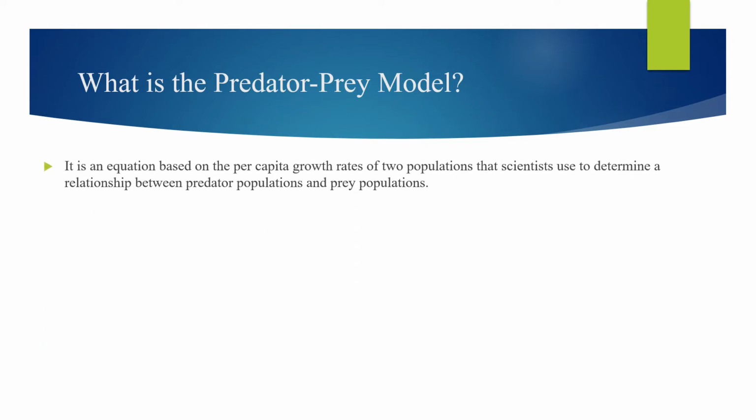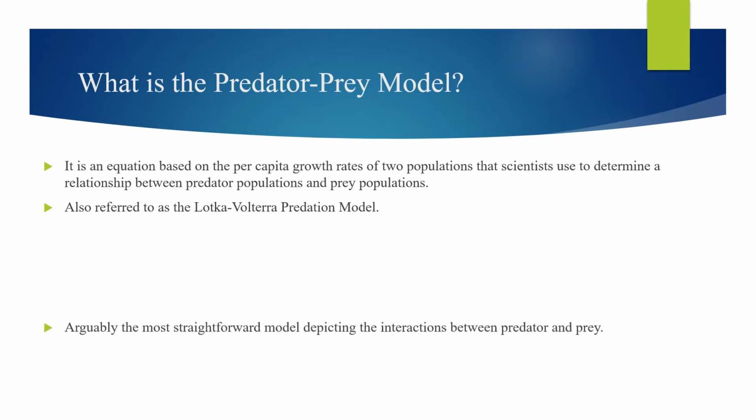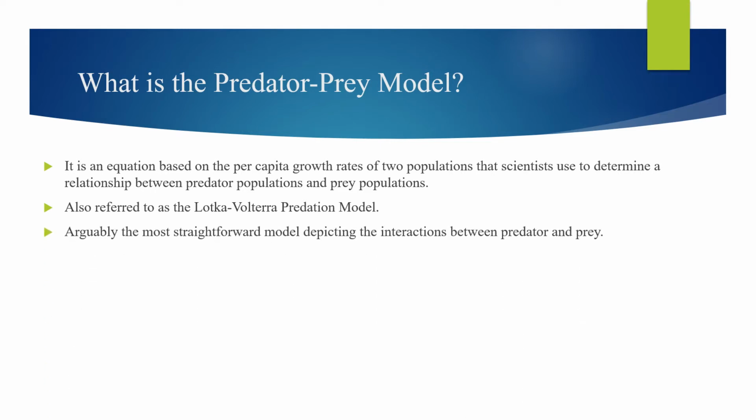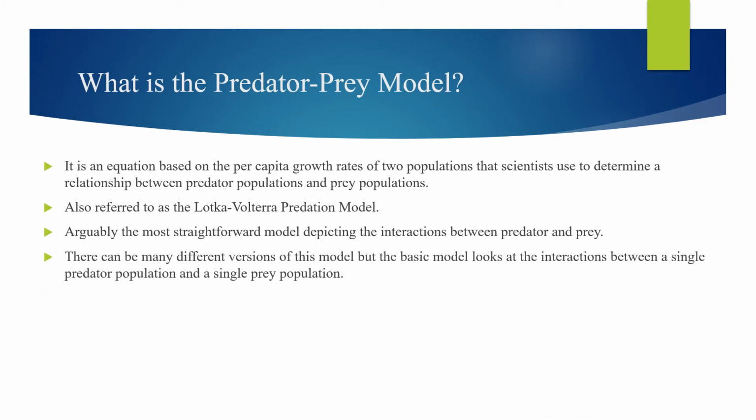It's an equation based on per capita growth rates of two populations used by scientists to determine relationships between predator and prey populations. It's also referred to as the Lotka-Volterra predation model. It's arguably the most straightforward model to depict interactions between predators and prey.